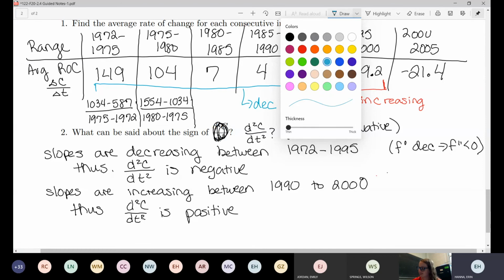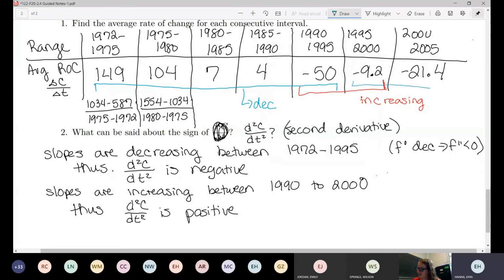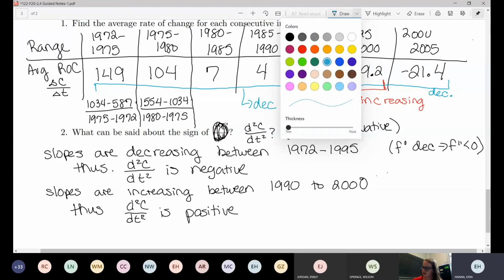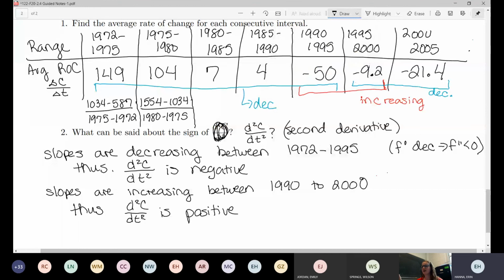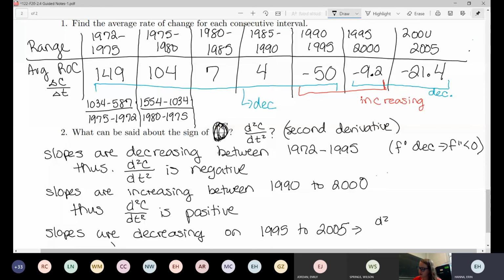And then I guess technically these two pieces back here are decreasing again. So again, there's that weird overlap. And now you could essentially argue with me, well, you just overlapped all of the increasing. Again, it's still just the fact that these were listed as ranges that is weird. And since the slopes are decreasing again, on 1995 to 2005, the second derivative is negative.